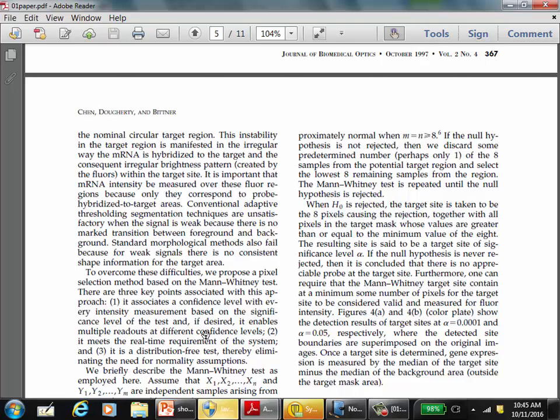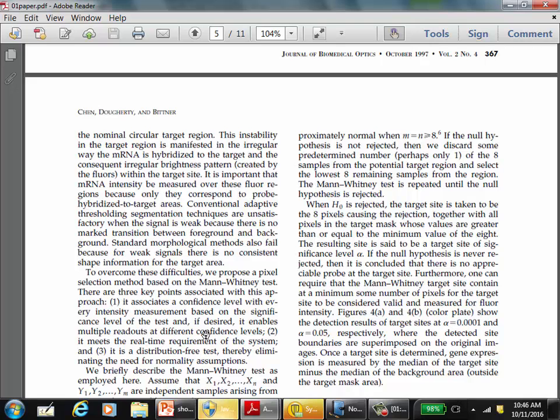But if at some point you find that the rank sum statistic exceeds the critical value, then among the 8 xi's that you have selected, you take the lowest intensity as the cutoff. And then you do a thresholding. Anything above that lowest intensity will be in the signal area. That's how you will pick up this region.